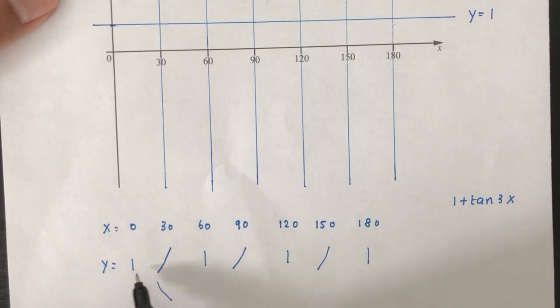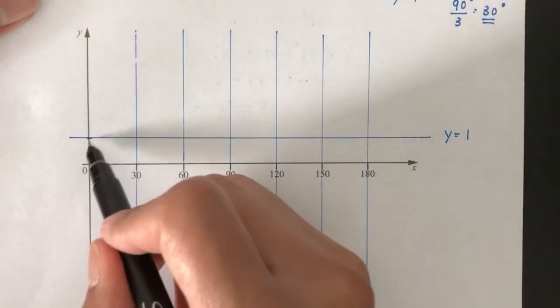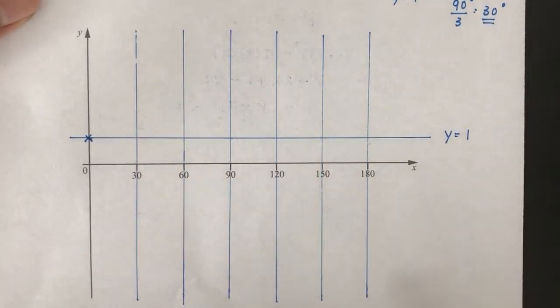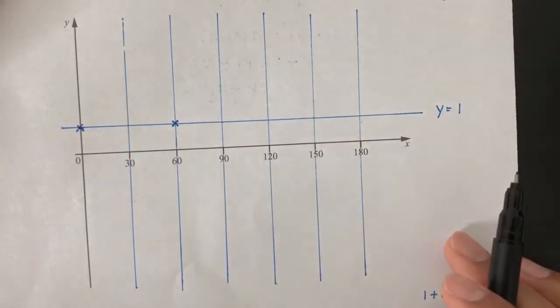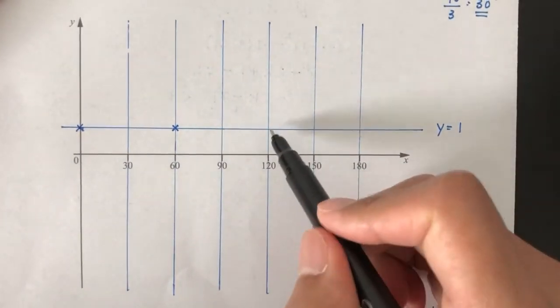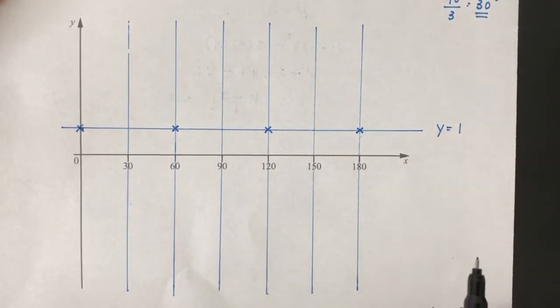So let's plot the 1 first. So 0 is 1. So 0, 1, that will be the first point. Then we have 60, 1. Then we have 120, 1. Then we have 180, 1.